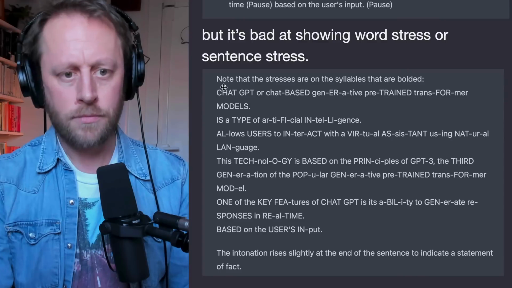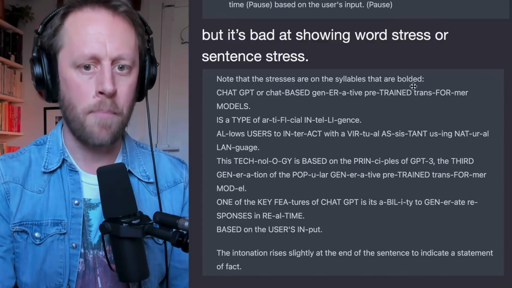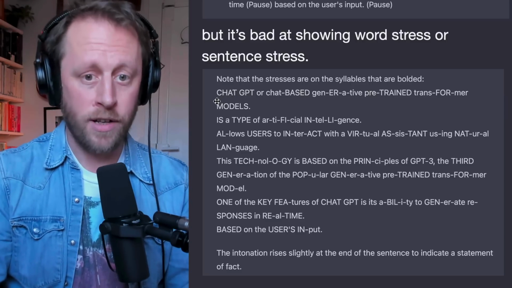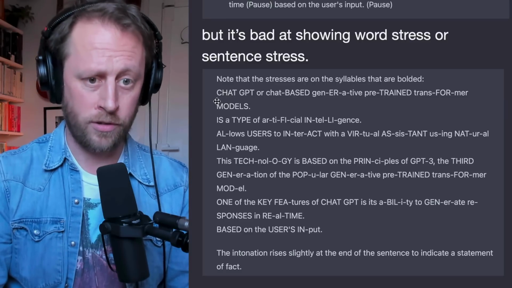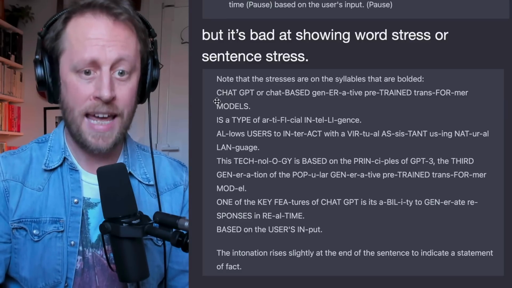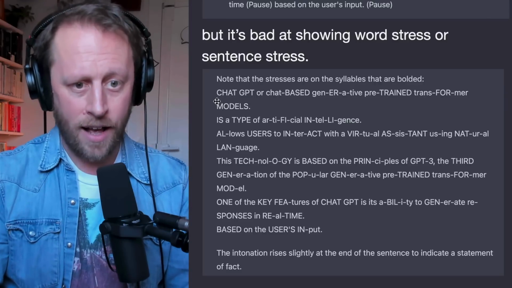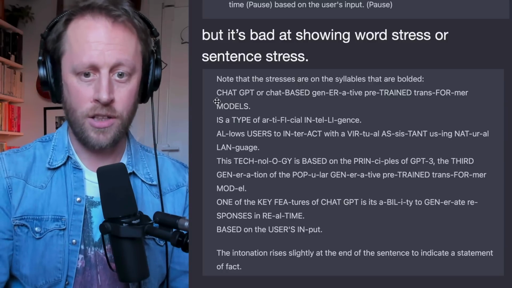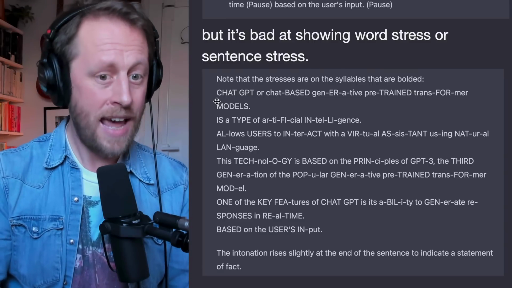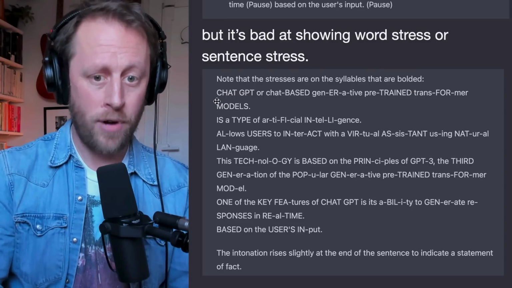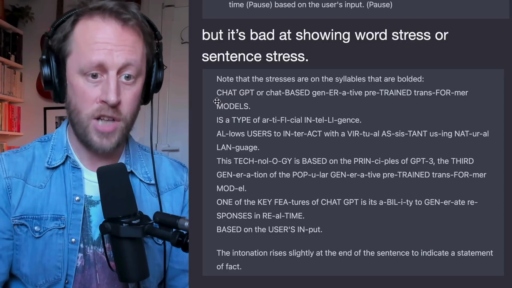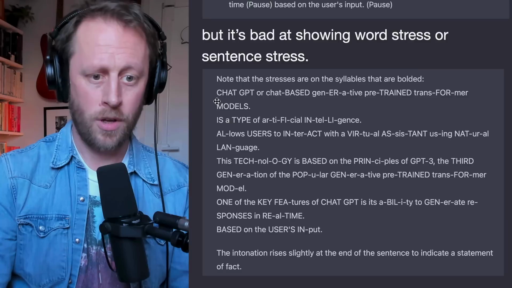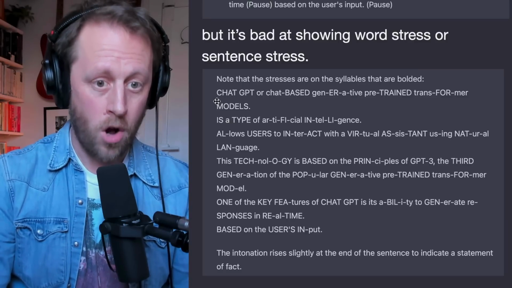So it said this: note that the stresses are on the syllables that are bolded. So this is its version. ChatGPT or chat-based generative pre-trained transformer models is a type of artificial intelligence. Allows users to interact with virtual assistant using natural language. This technology is based on the principles of GPT-3, the third generation of the popular generative pre-trained transformer model. One of the, it's got the stress wrong a lot.